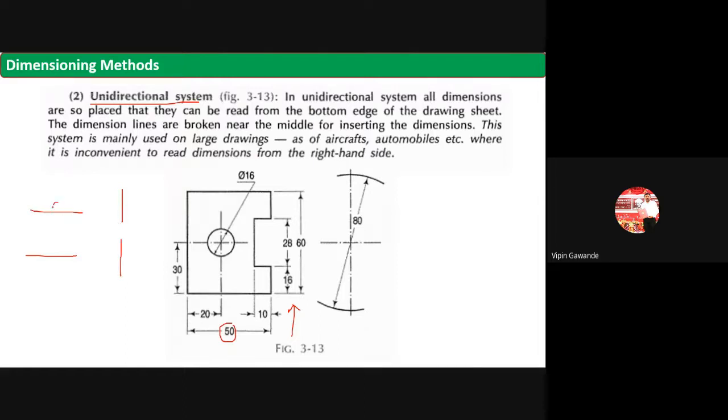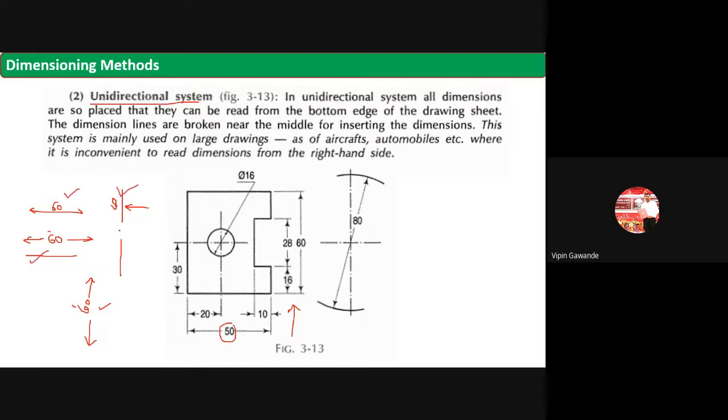In the aligned system, the dimension is mentioned at the center above the line. While in the unidirectional system, it is mentioned at the center of the line, cutting the line. Here this is unidirectional, and this is aligned. In the aligned system, this is 60, readable from the right hand side. In the unidirectional system, it is at the center, cutting the line.